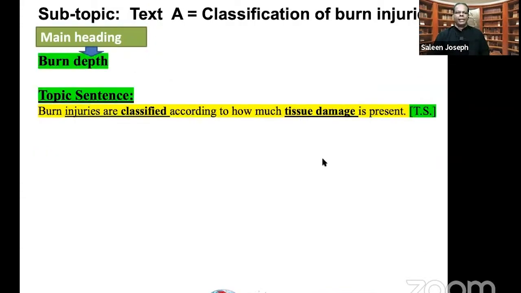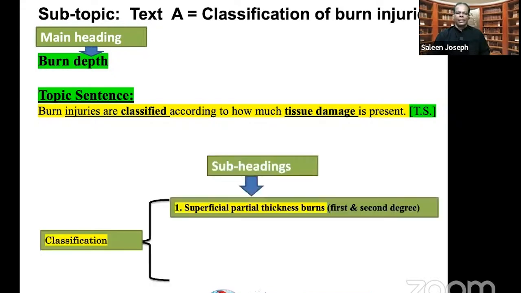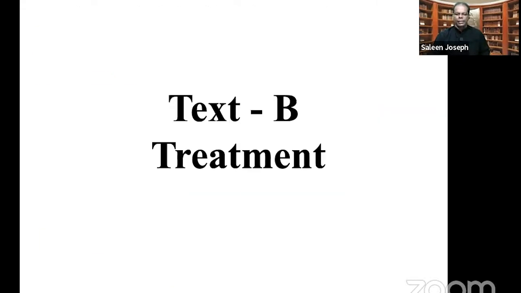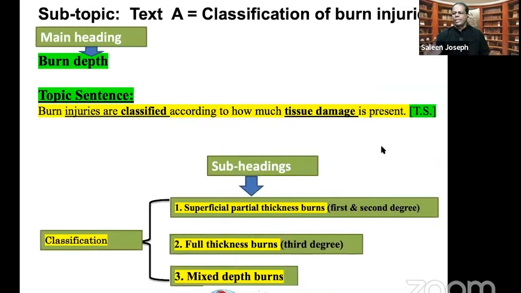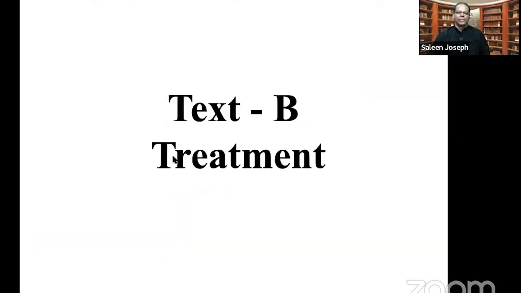Main heading, burn depth. Topic sentence: burn injuries are classified according to how much tissue damage is present. This is very important. Usually from the topic sentence you will have questions. Then you have the classification so that you know exactly how to skim a text. And these headings and subheadings will guide you to the answers.